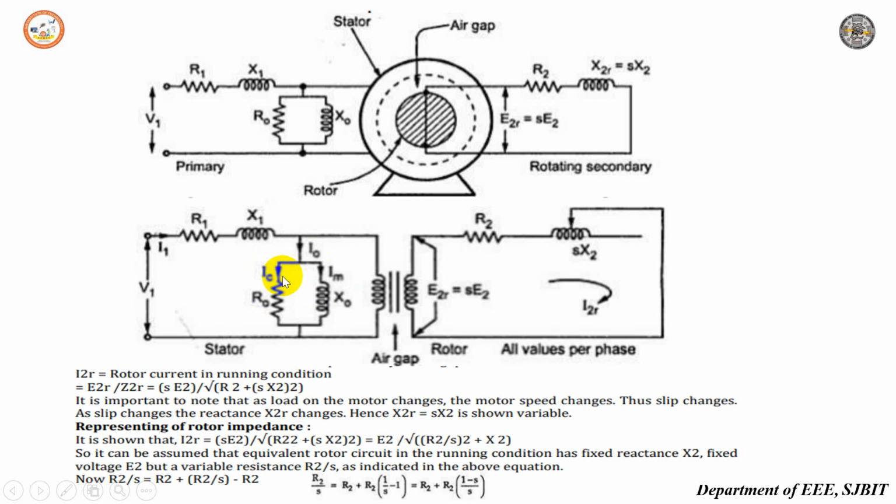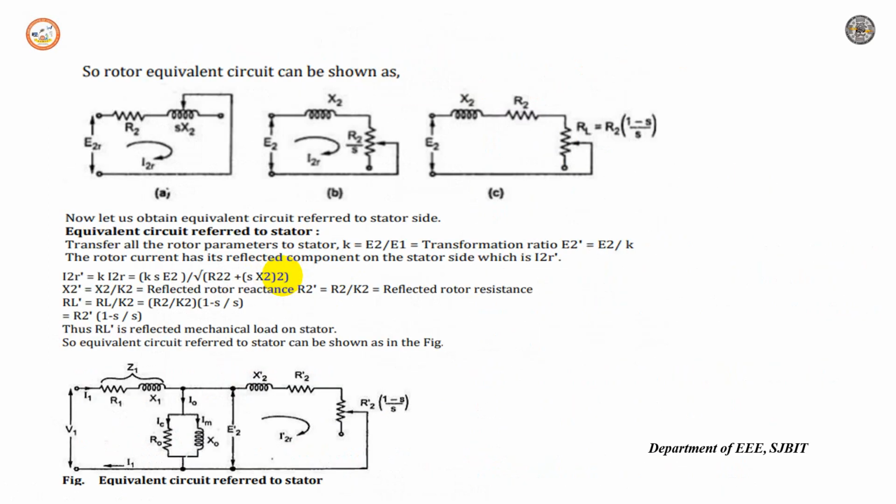So the basic equivalent circuit, the rotor equivalent circuit, can be written considering only the rotor side. It is E2R, R2, SX2, into I2R. So I2R is the rotor current in running condition. I2R is equal to E2R divided by Z2R, where Z2R is equal to the square root of R2 square plus SX2 whole square.